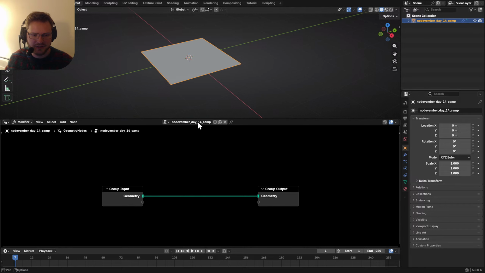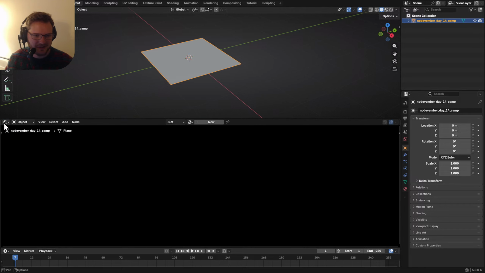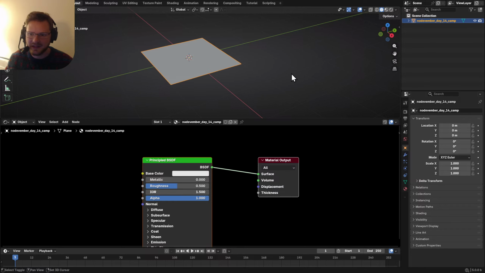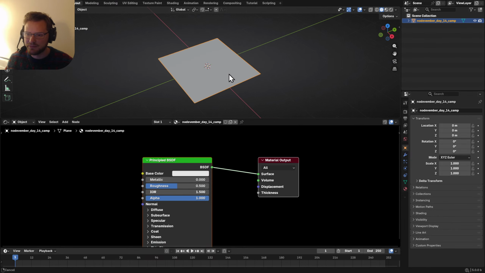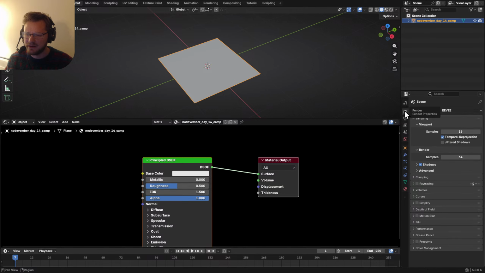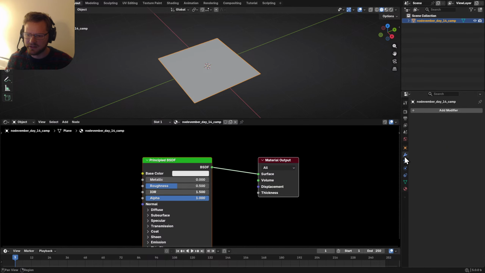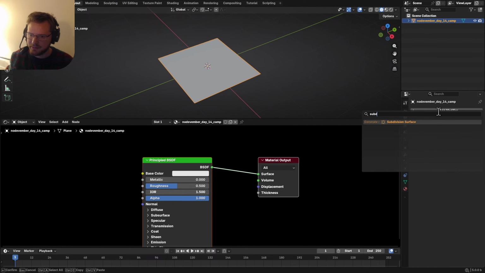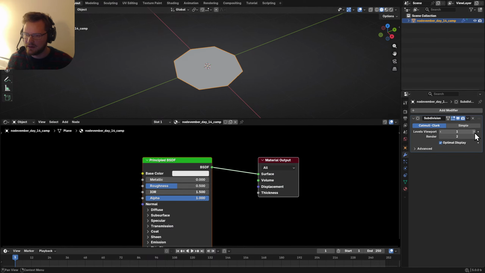And let's make a material. No, that's geometry nodes. Let's make a material, call it that. And for displacement, there is EEVEE displacement nowadays, right? I'm not 100% sure. Let's see. So I'm going to add a subdivision surface modifier set to simple with a lot of iterations.